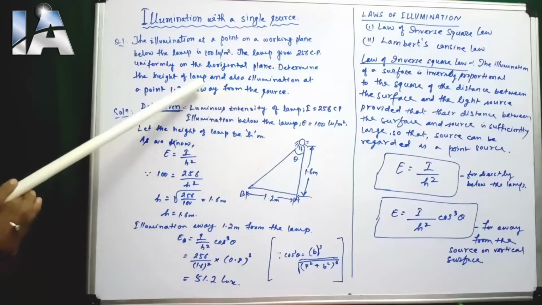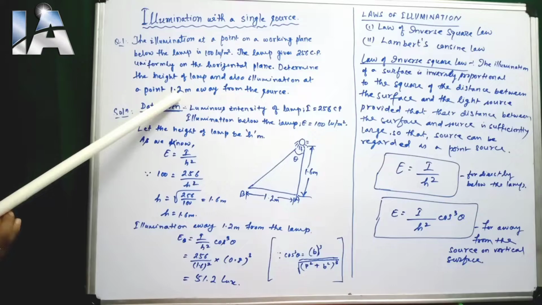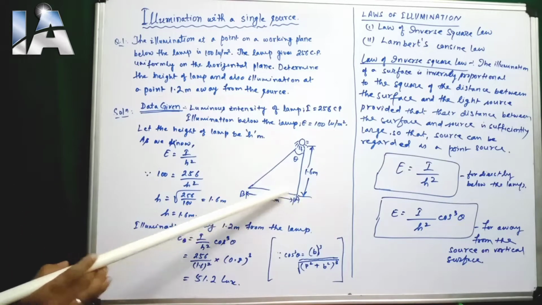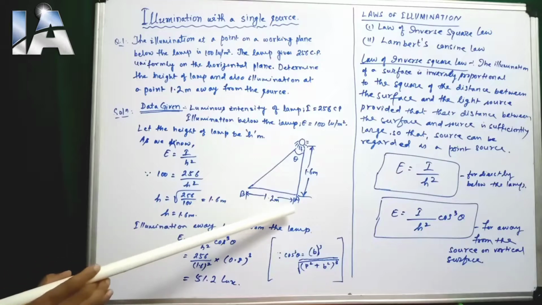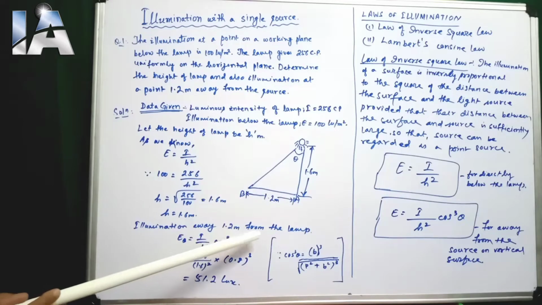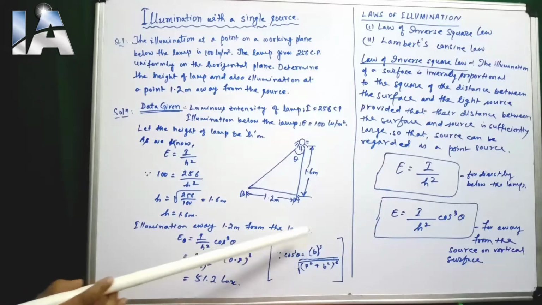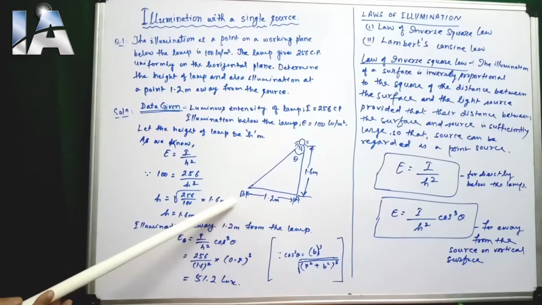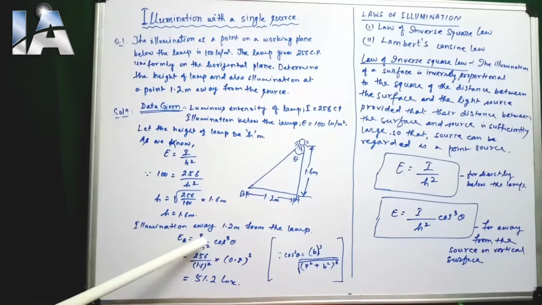Now, what is the second case? The second case is 1.2 meter away from the source. From this source, how much intensity comes on the surface 1.2 meter away from the source? The illumination 1.2 meter away from the lamp or source is at this point, B point. This is the A point and this is the B point. So EB is equal to I by h square cos cube theta.